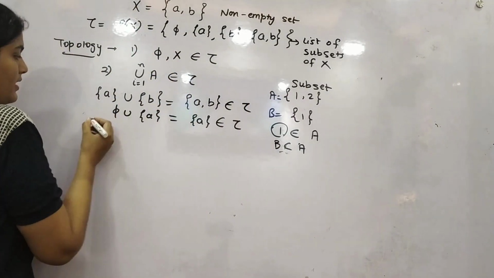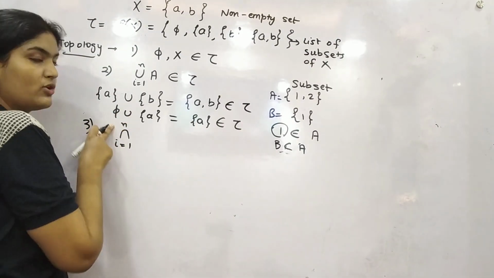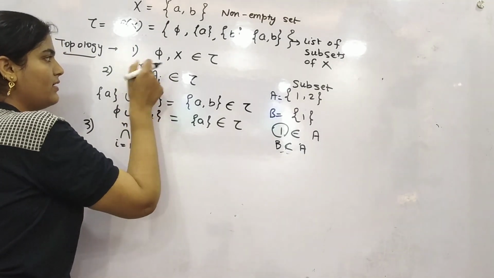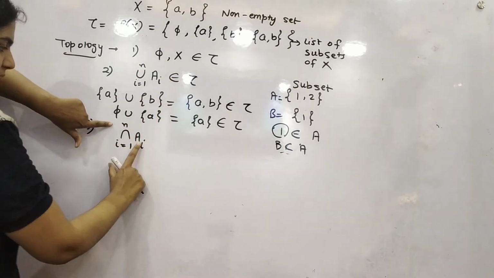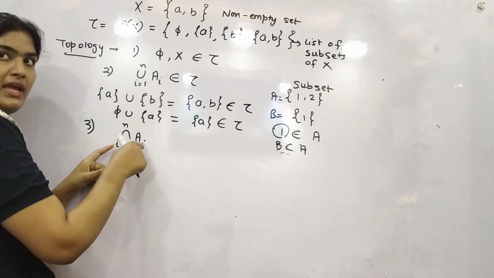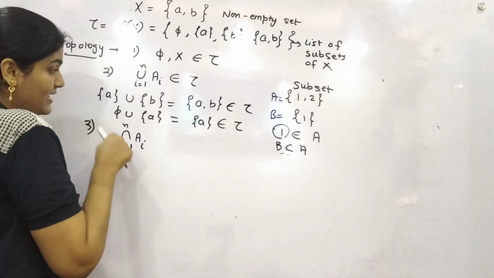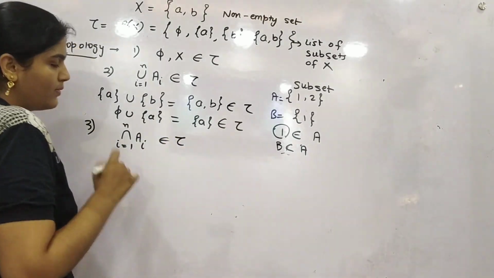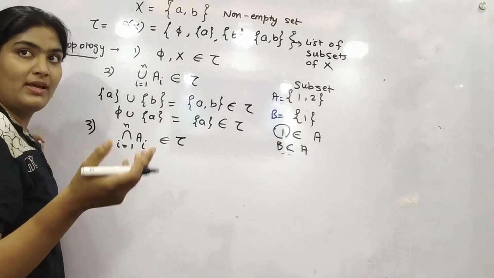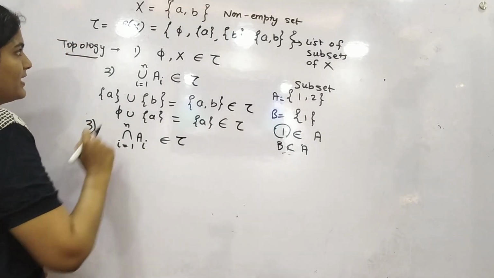Okay? And third is the intersection of those finite sets, let's say it has 1 to n, any number of elements, in the form of A1, A2. So what does it mean? Intersection of A1 and A2, A2 and A3, A3 and A5, anything from 1 to n. That intersection should also belong to that particular set which is claiming that it is a topological set. What does it mean? So let's begin.